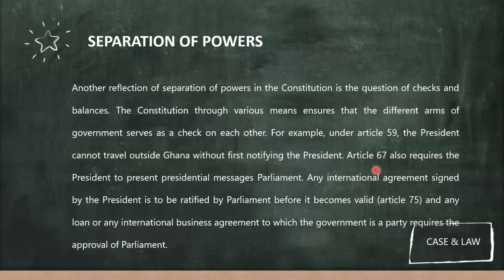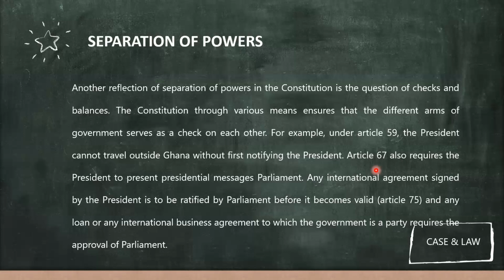So under our Constitution, the president cannot travel outside of the country without notifying Parliament. Again, it is the duty of the president to always present presidential messages to Parliament every year, the State of the Nation address. This is just to check on the government to ensure that what they are doing is right.